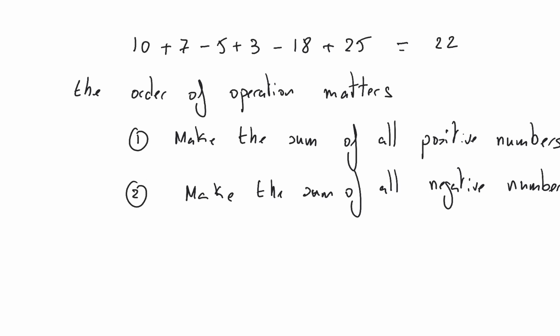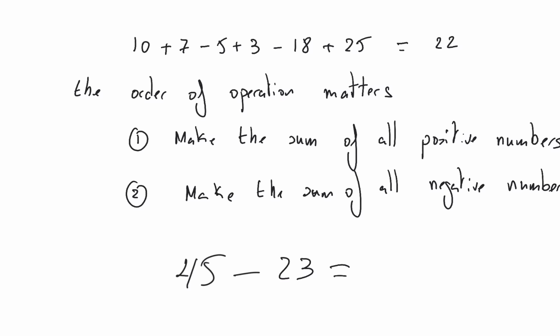Okay, now let's do this operation. You can do it. They are all positive and negative, so we first do the positive and we subtract all the negative numbers. 10 plus 7, 17. 17 plus 3, 20. 20 plus 25, 45. So the answer will be 45 minus, and now we sum the negatives, 5 and 18. 18 plus 5, 23. And 45 minus 23 is 22, right? 22.